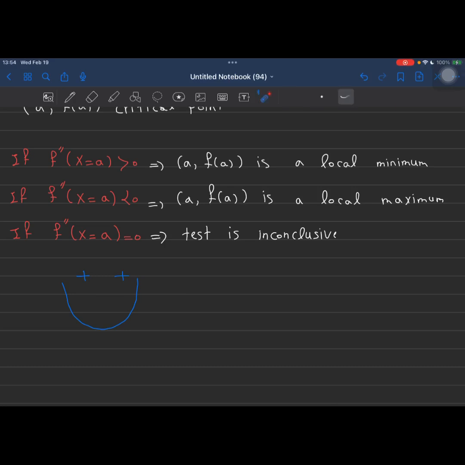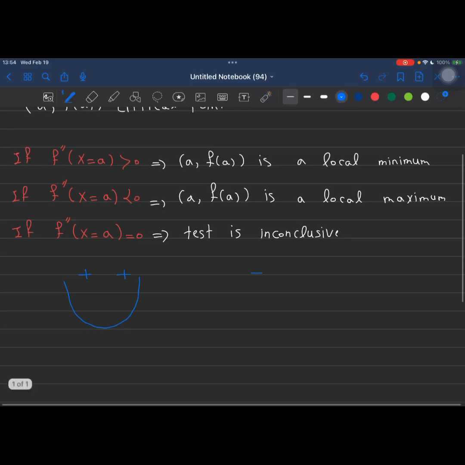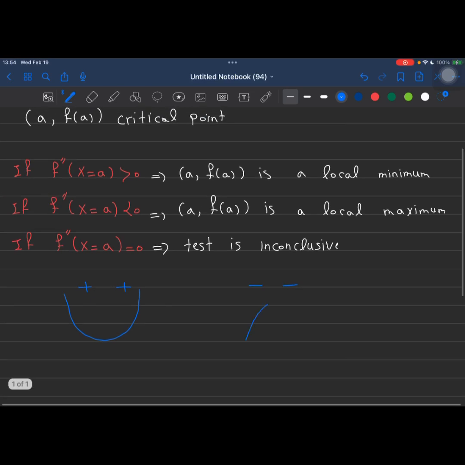For the other case, we said if f double prime at x equal to a is negative, then (a, f of a) is a local maximum. So again, you're differentiating twice, and the result here at x equal to a is negative. So I'm just going to put two negative signs. And here, since we had a local maximum, the shape of the graph is like that. So it's like a sad face. If you are a negative person, you look unhappy, you look sad. So these two diagrams would help you to remember the second derivative test.